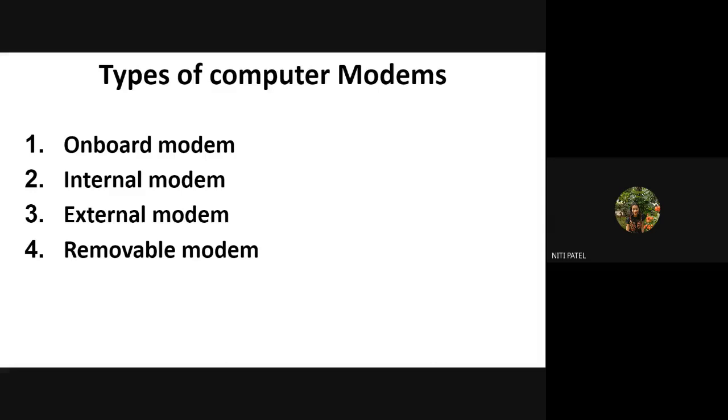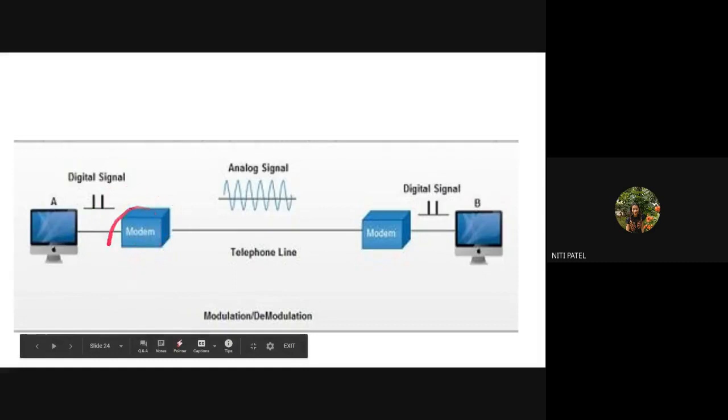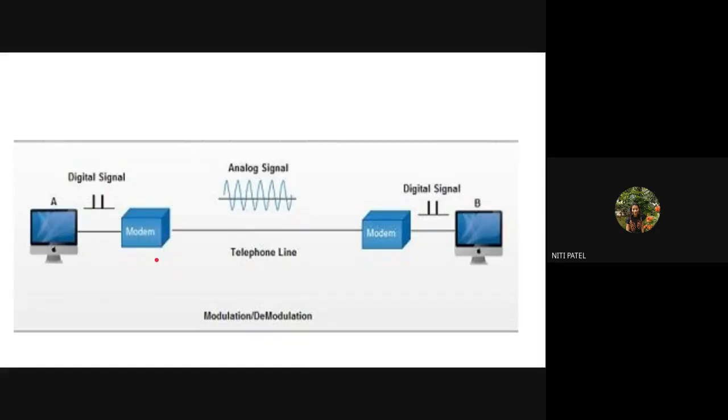The second one is the internal modem, where you purchase a network card and install it onto the PCI slot of your motherboard, and then you start using the service. And the other 2 are external or removable modems, where you purchase the entire networking device and configure the connection with your system by using that networking device.